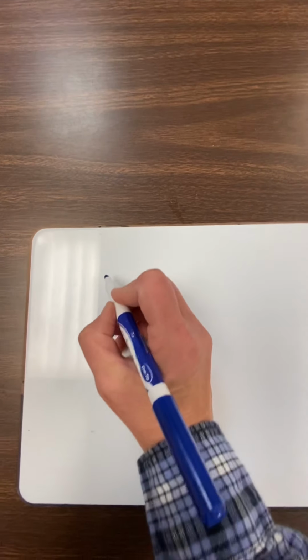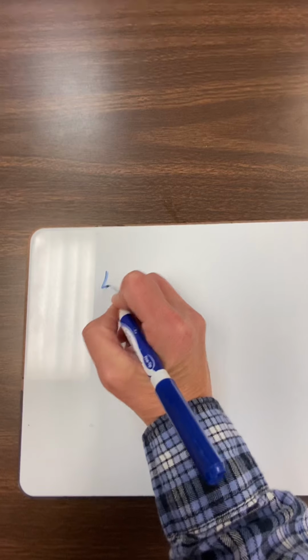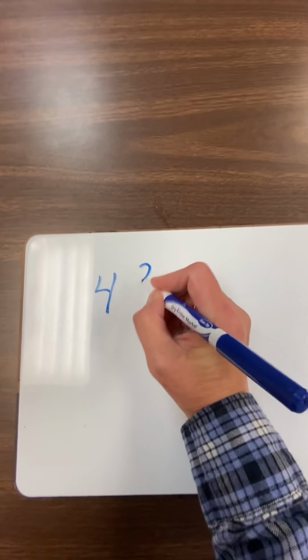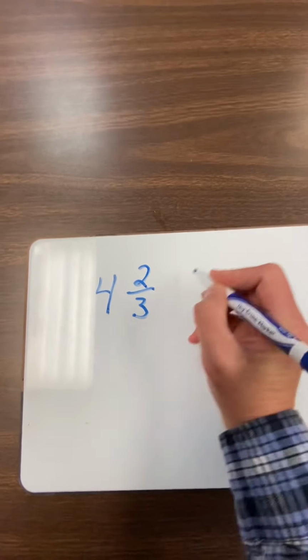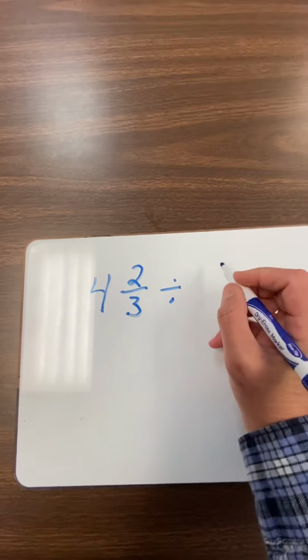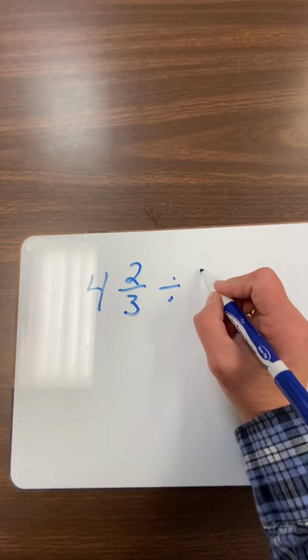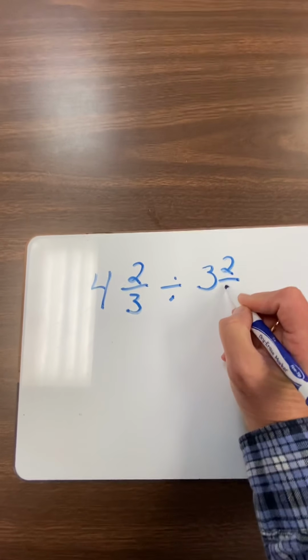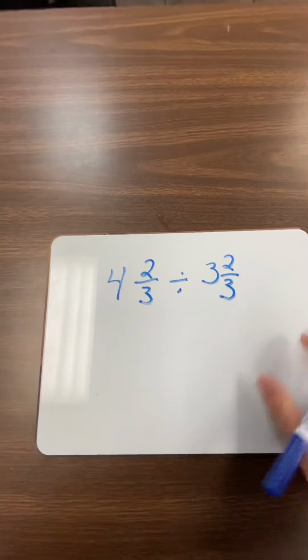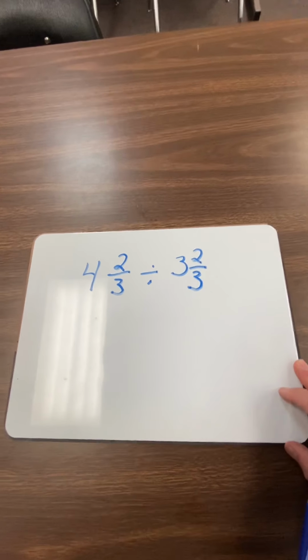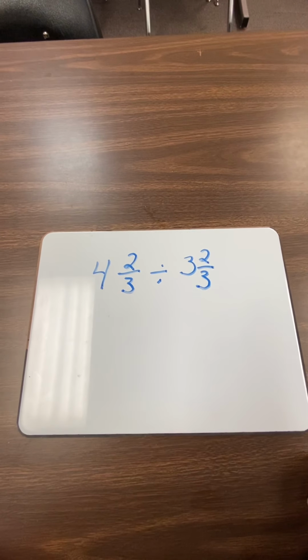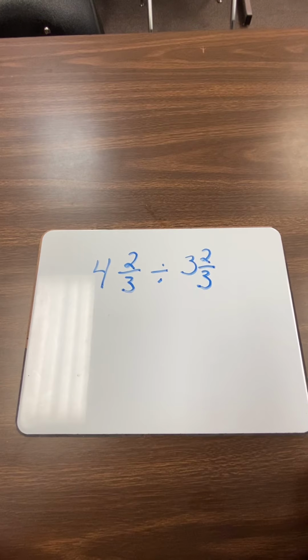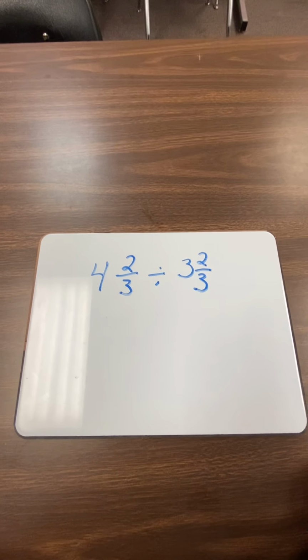Okay, so now you try this one. 4 and 2/3 divided by 3 and 2/3.